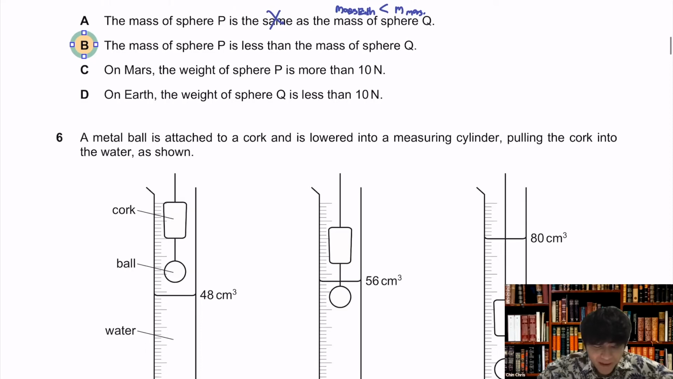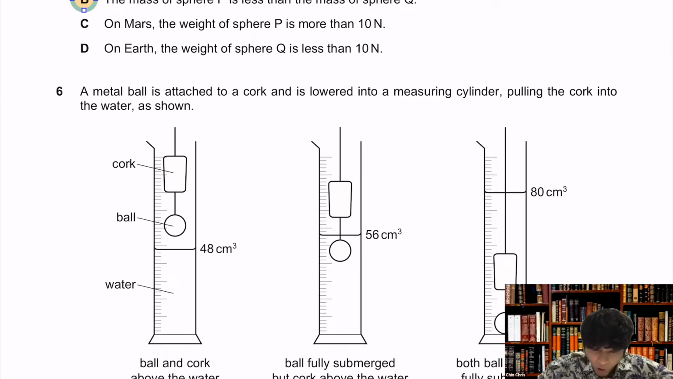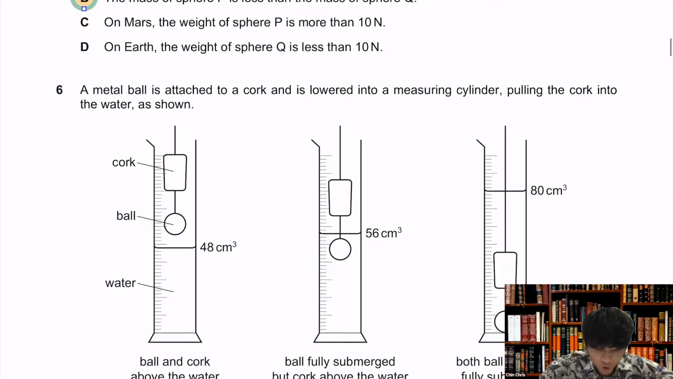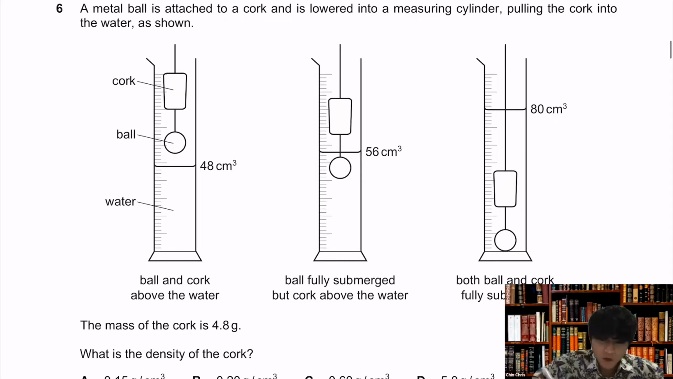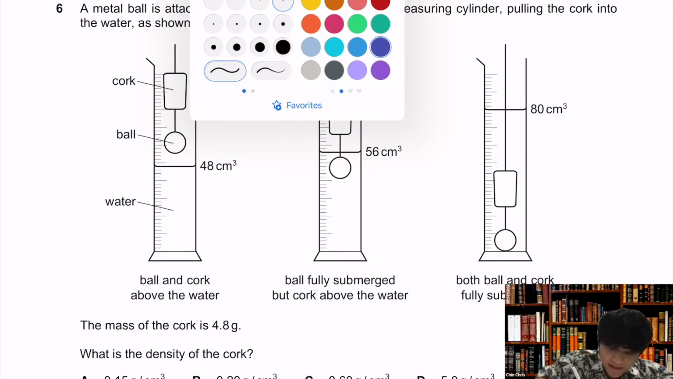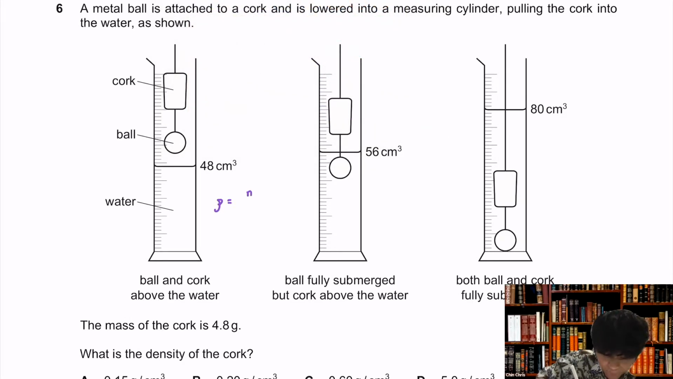Next. A metal ball is attached to a cork and lowered into the measuring cylinder, pulling the cork into the water as shown. The mass of the cork is 4.8. What is the density of the cork? You know that the density formula is mass over volume. Mass is given. What about the volume? They are asking about the cork.